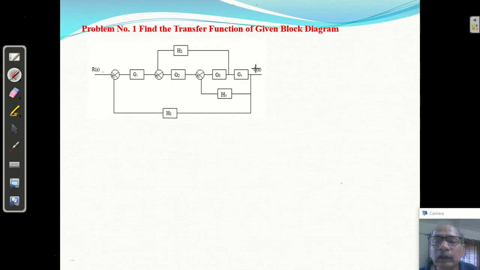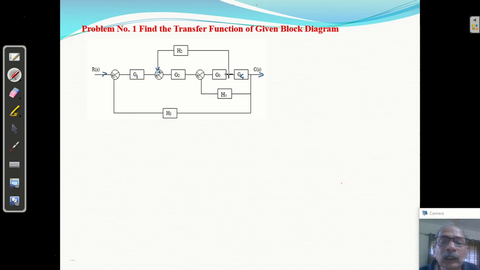So this is G1, this is G2, G3, G4, H1, H3, H2, C of S. This is R of S. This is positive and negative. Here I am taking positive feedback, and this is negative. Now you can see in this diagram.